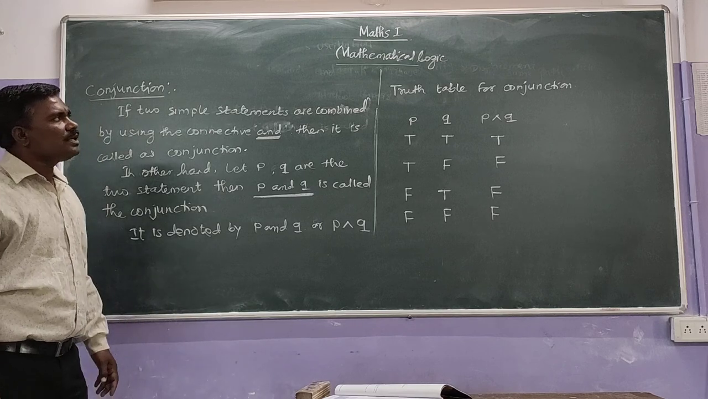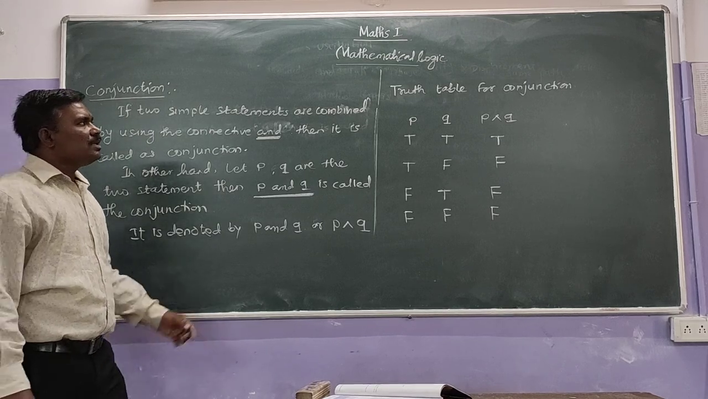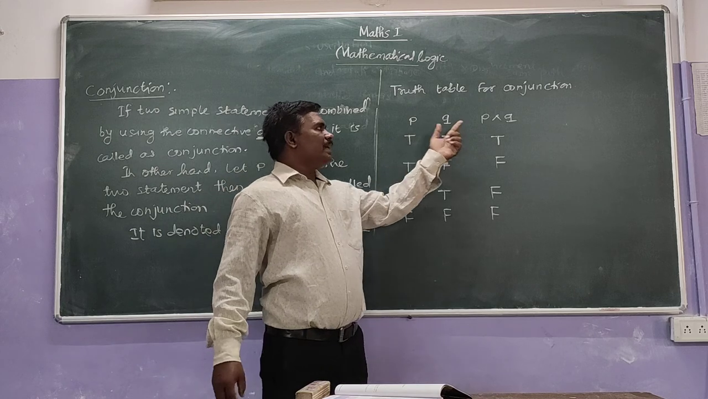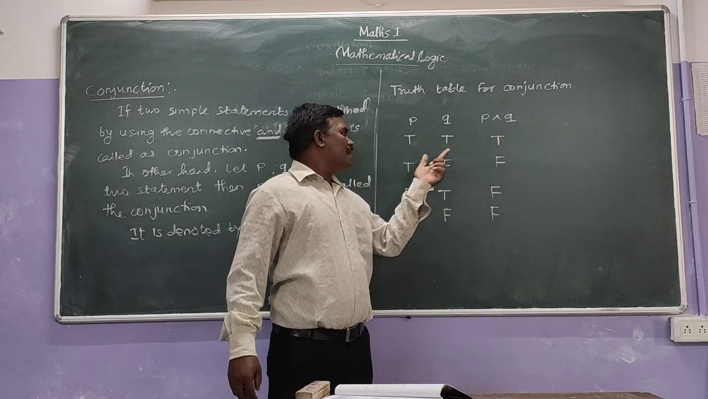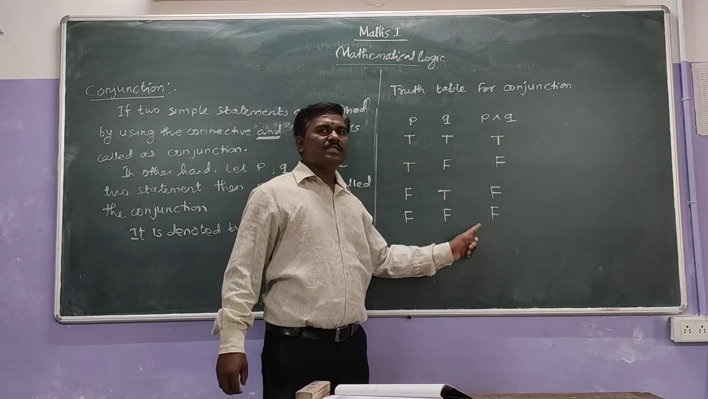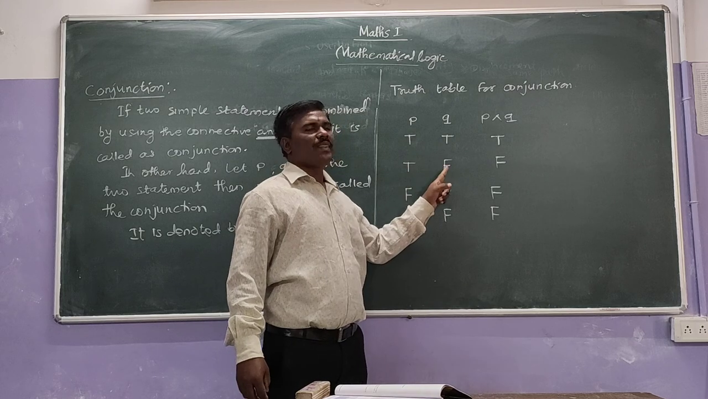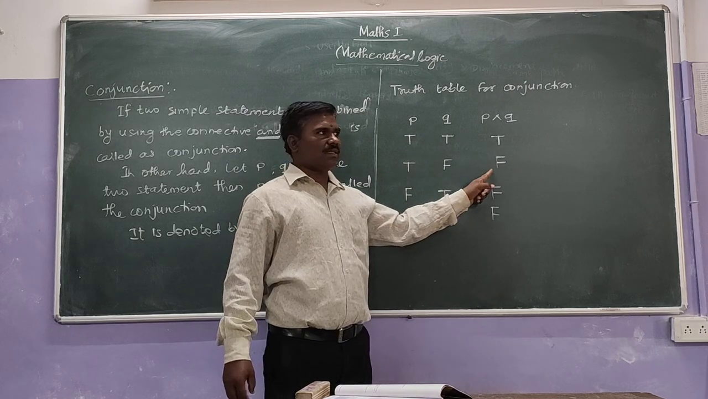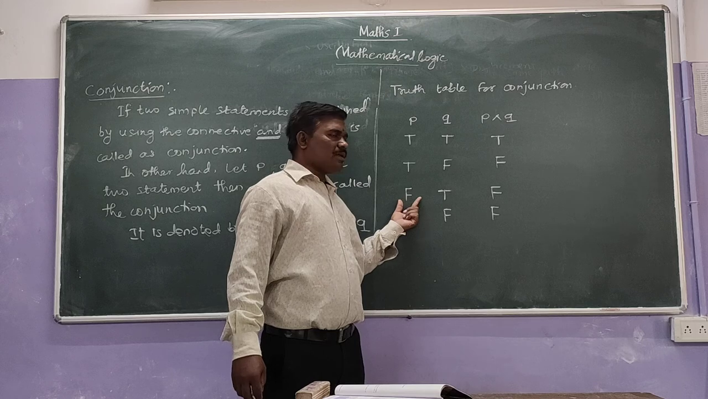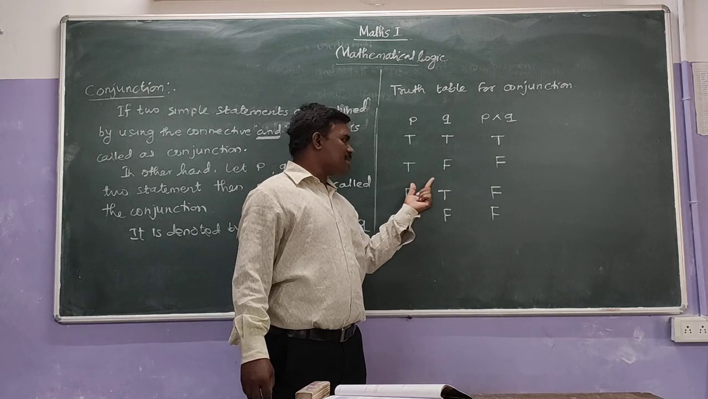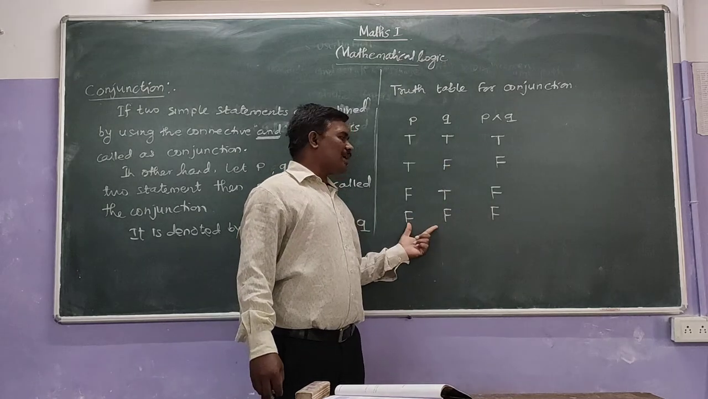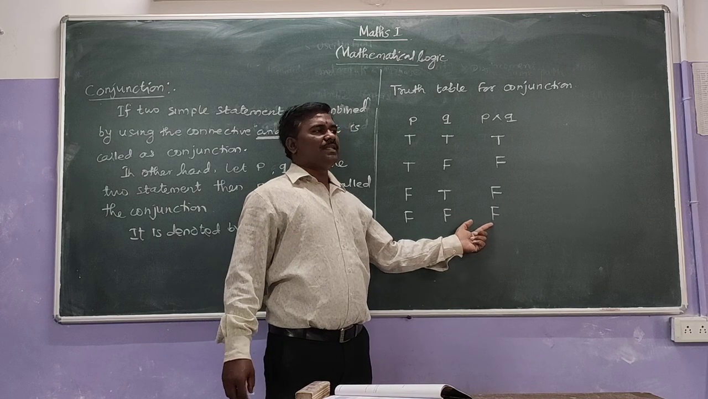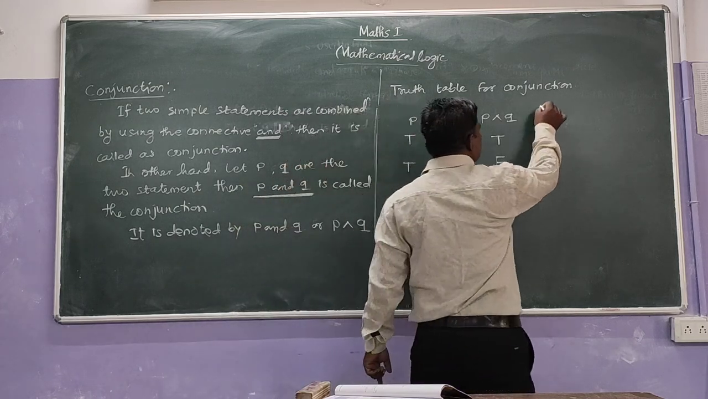Therefore, observe here the truth table for the conjunction. Both are true, then its conjunction is true. And in other cases, it is false. That is, first is true, second is false, then its conjunction is false. First P is false, that means false conjunction true is false, and both are false, then the conjunction is false.